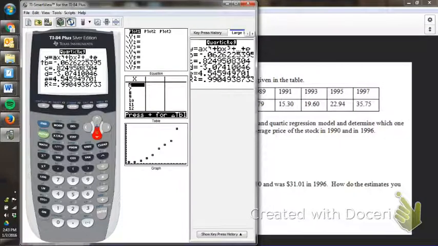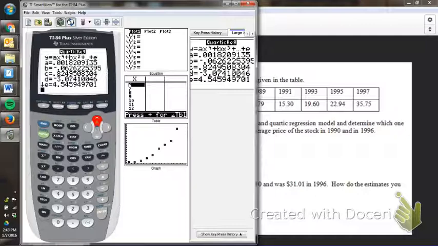Now my r squared here, this is actually the best model because this gives me an r squared of 0.99. So the model I would actually pick here would be quartic regression. And again, sometimes you can tell just from looking at your stat plot what kind of shape your points are in and which one will make the most sense.